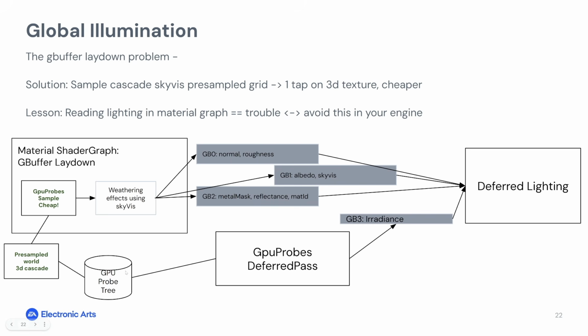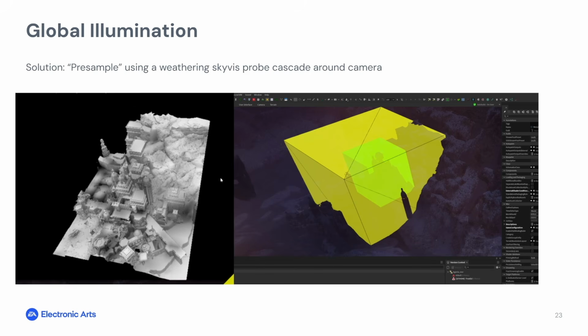We sample the ProGrid in world space every time the camera moves. And then the G-buffer laydown just has to do one single tap on a 3D texture, which was more efficient. This solved the problem, kept the VGPR count of the G-buffer laydown low, and it was really nice. Here's an image of what that looks like.